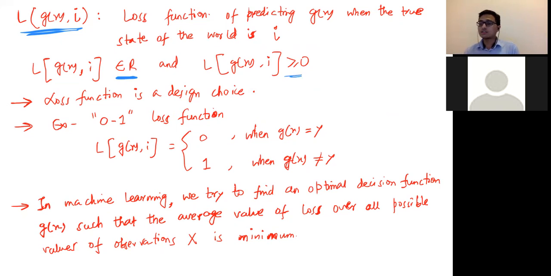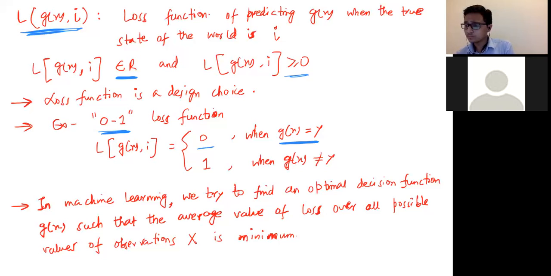The loss function is a design choice which depends on the user and the problem as well. For one problem we have one loss function, and for another problem we have a different kind of loss function. One example of a loss function is the 0-1 loss function. It's a very simple idea: when your prediction or decision matches the true value, then you assign the loss value of 0.